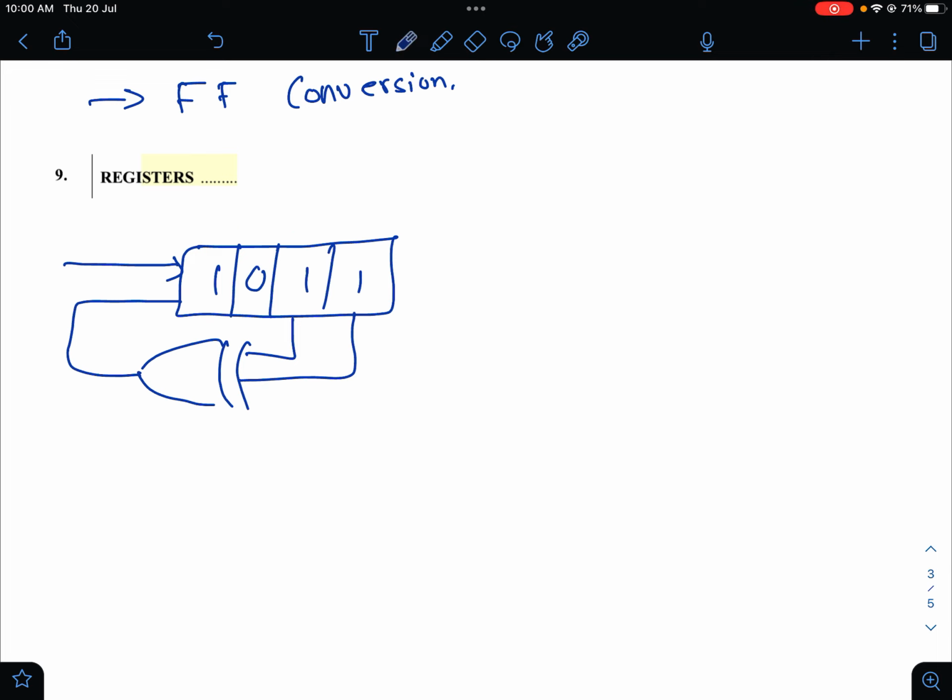This model of questions in registers, 90% of the time they ask this model of questions. And apart from this, only 1 or 2 times they have asked other kinds.